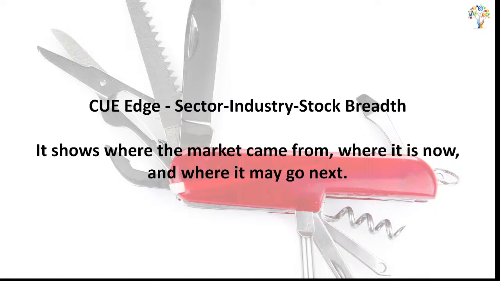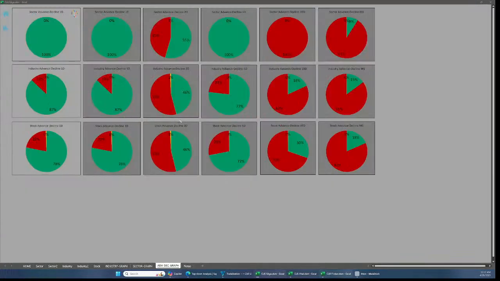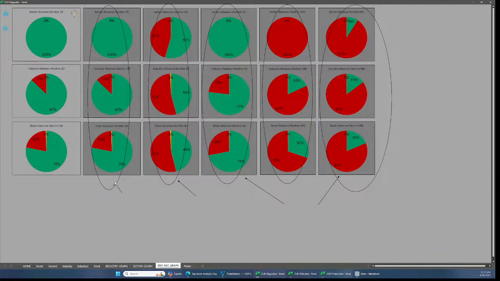Sector, industry, and stock breadth shows where the market came from, where it is now, and where it may go next. Long term 1 month bearish, long term 10-day is also bearish, 5-day turned bullish, 2-day turned bearish, neutral to bearish, and 1-day is bullish again. It is flip-flopping from red to green to red, somewhat, to green again.